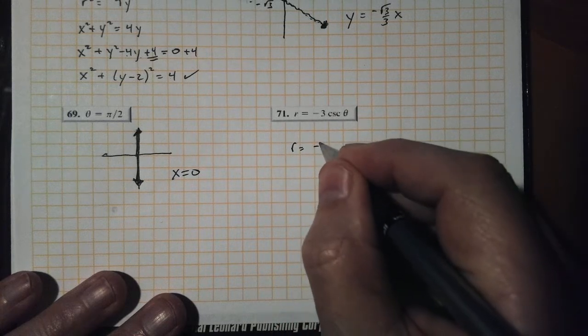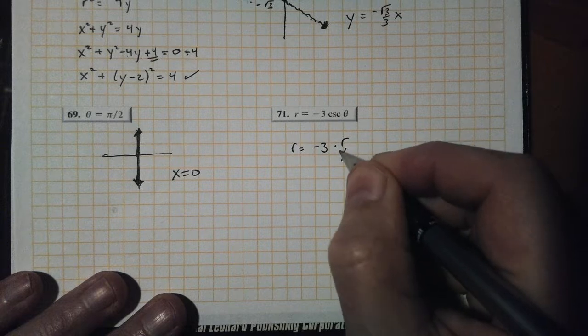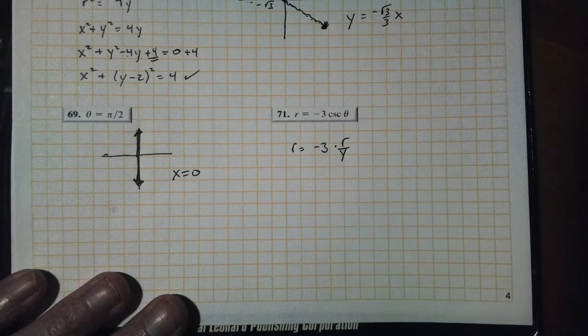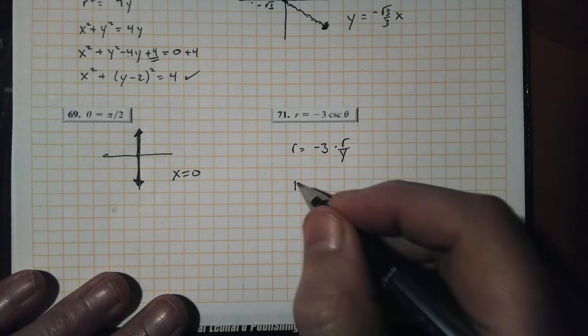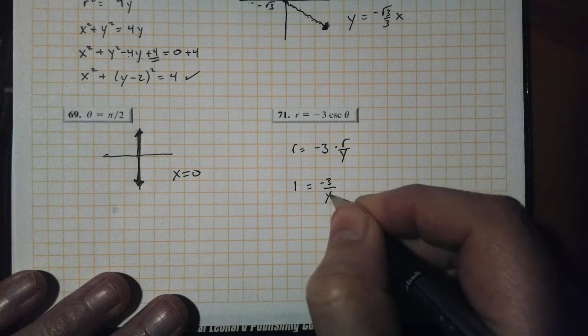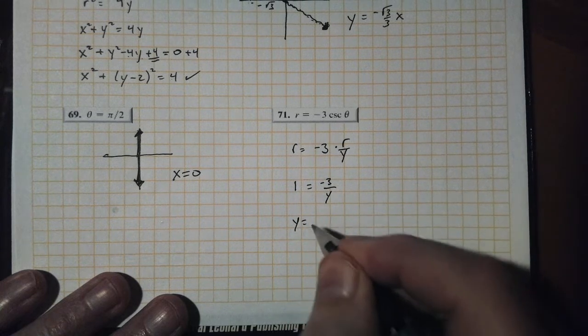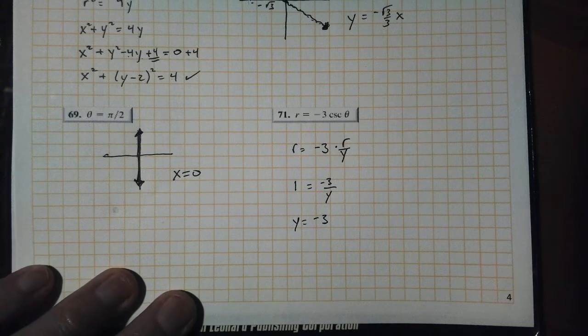r equals -3 times r over y, cosecant's 2 a.m. wake-up call. I'm going to divide both sides by r, and I get 1 equals -3 over y, or y equals -3. Wow, doesn't get much more simple than that.